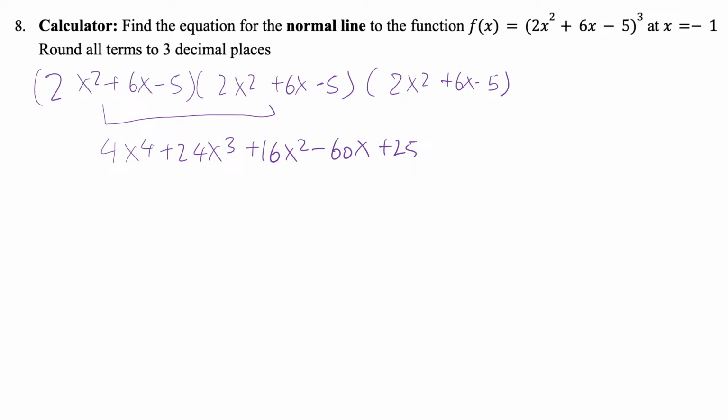So we found what 2x squared plus 6x minus 5 times 2x squared plus 6x minus 5 equals, but we still have one more 2x squared plus 6x minus 5. So we'll multiply these two together.